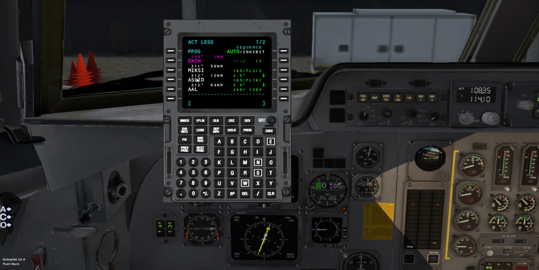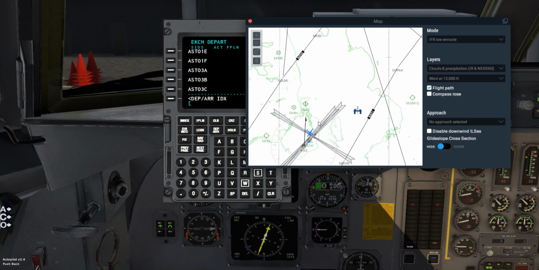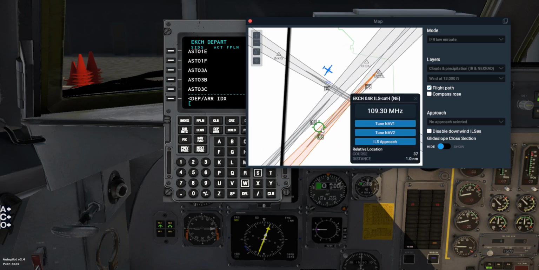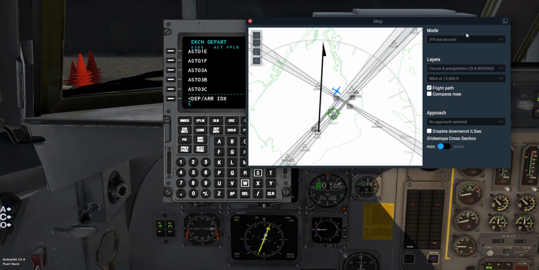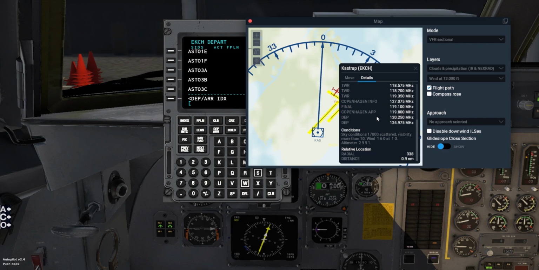Okay. What we can do now is that we could go in to the departure page, set up Copenhagen, and we want the information here from Copenhagen, so we can switch to VFR, switch details, and then you could switch to the ATIS frequency, or you could just look down here and you got the information. The wind is 160 degrees, 10 knots.